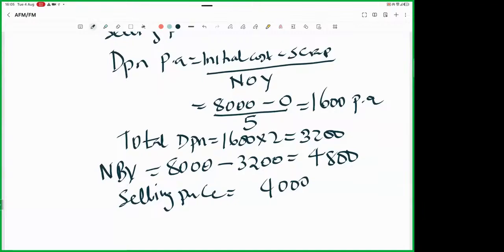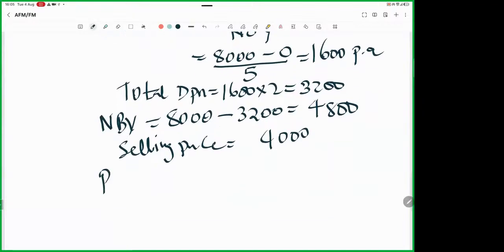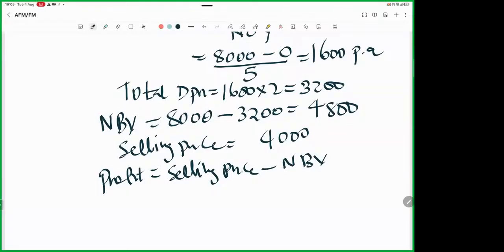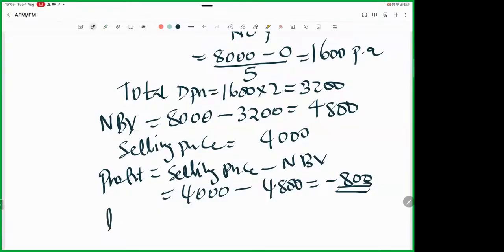So remember, to get profit, we normally take selling price minus the worth of the machine, net book value. The selling price is 4,000 minus NBV of 4,800, which gives me a negative profit of 800, what somebody has called a loss on disposal of 800.